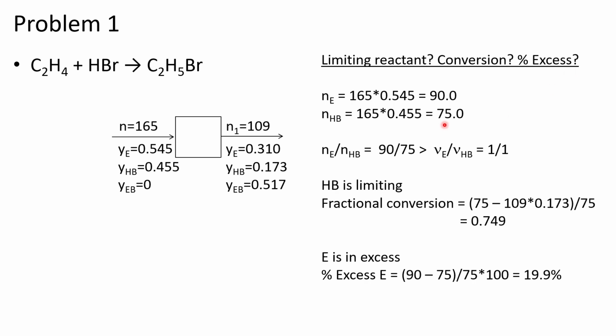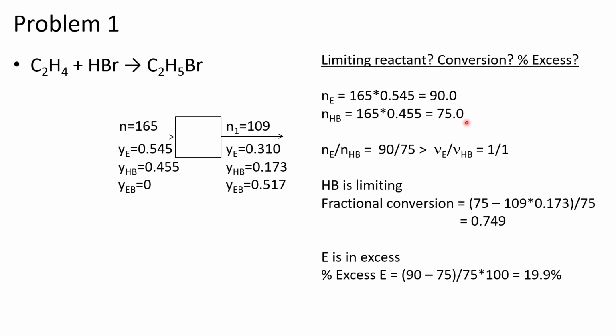To determine the limiting reactant, we need to know the flow rates of ethylene and hydrogen bromide, the two reactants that come in. We can calculate these flow rates by taking the total inlet flow to the reactor, which is 165, and multiplying by the fraction of that which is ethylene, 0.545. So the ethylene flow coming in is 90. Likewise, the hydrogen bromide flow is given by the total amount coming in, 165, times the fraction of that stream which is hydrogen bromide, 0.455.